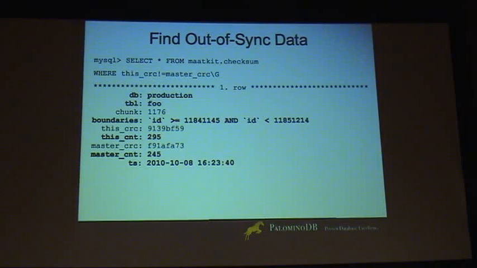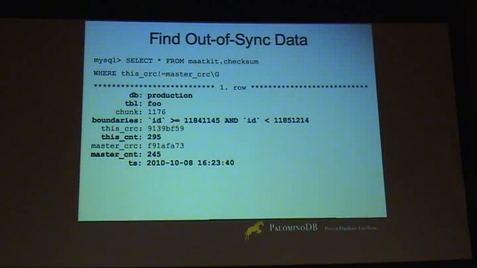Database, production, table, foo, chunk is 1176. So again, that's your 1,000 rows or whatever, 10,000 rows. Boundaries, see ID is greater than or equal to that, and ID is less than that. That's the actual chunk. So in this case, is it 1,000? I don't know exactly what it is. It's 10,000 maybe, because it goes from 11841 to 11851. So it's about 10,000 rows.